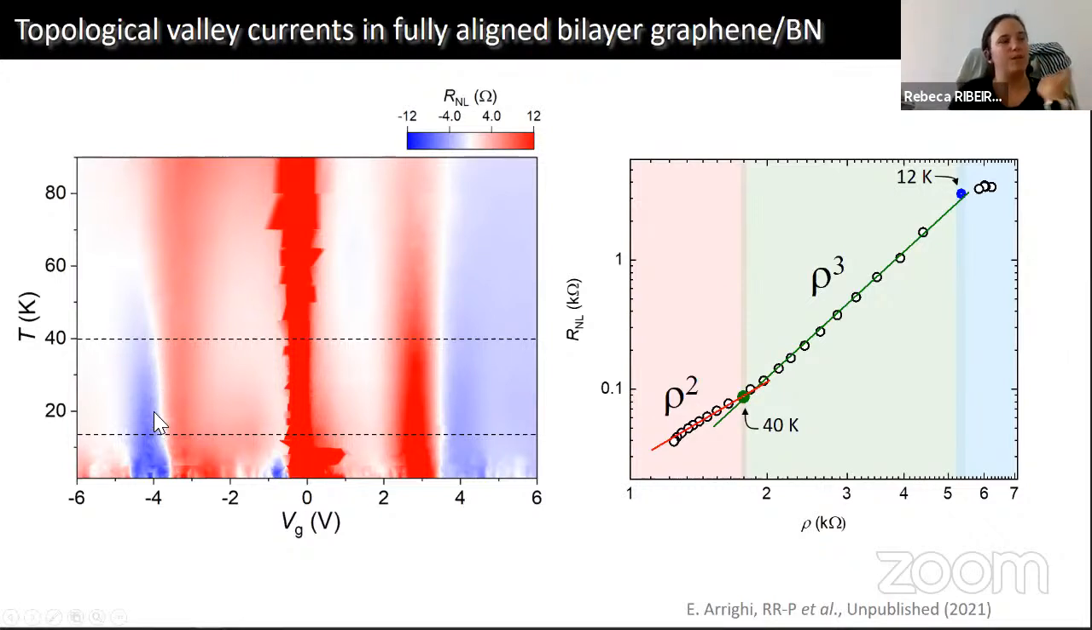It starts developing for those temperatures. And for temperatures lower than 12 Kelvin is where we can start to see this second minimum, this second dip in the non-local resistance. So it seems to be a clear relation between the range in energy or in temperature in which we can observe this cubic relation and the appearance of these dips in the non-local resistance of the satellite peaks and the charge neutrality point.